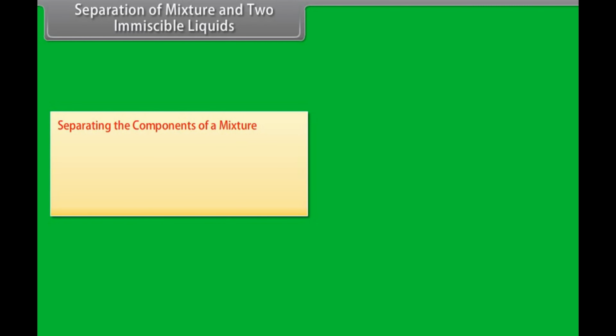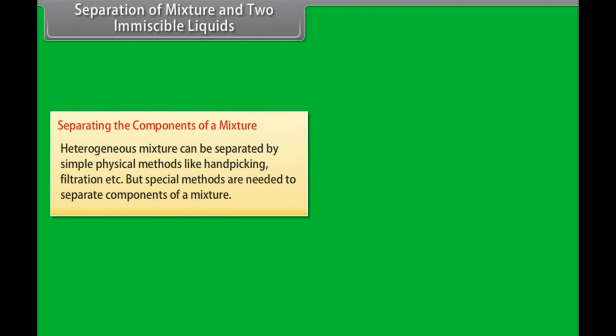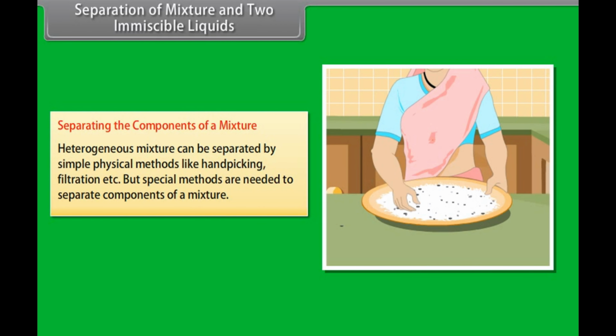Separation of mixture and two immiscible liquids. Separating the components of a mixture. Heterogeneous mixture can be separated by simple physical methods like handpicking, filtration, etc. But special methods are needed to separate components of a mixture. Separation of two immiscible liquids. The separation of two immiscible liquids can be done by using a separating funnel.